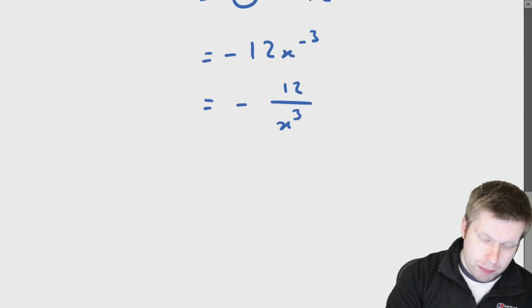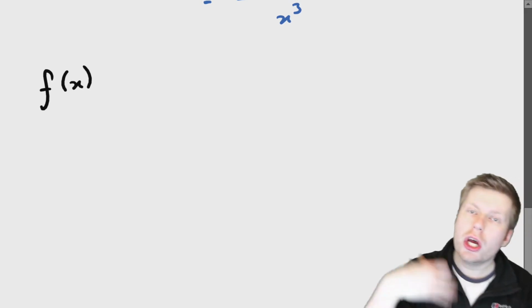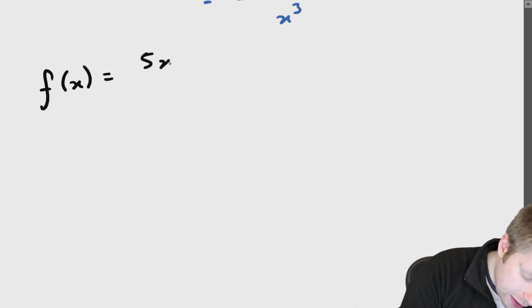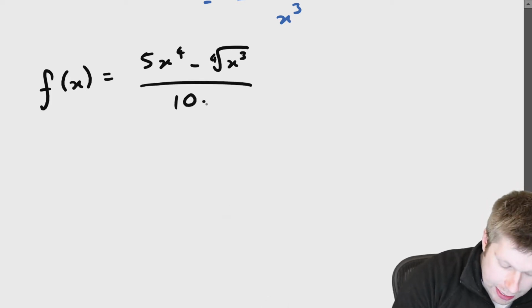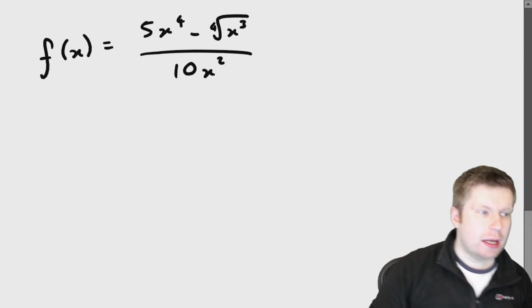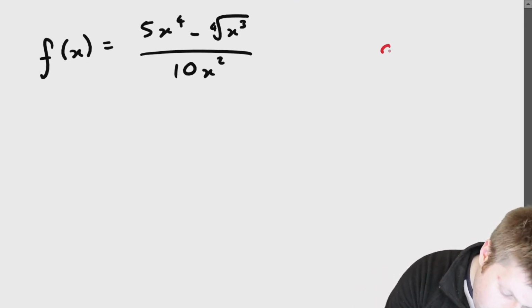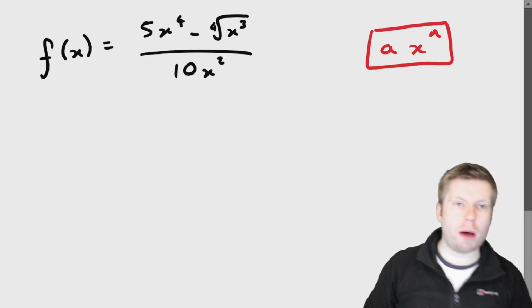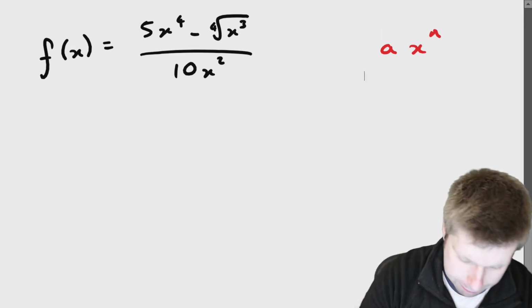Now the last question looks a little bit scarier, but honestly it's just as straightforward as the other ones. You just need to think about your laws of indices a little bit more. So we have a fraction, 5x to the power 4 minus the 4th root of x cubed goes on the numerator. And on the denominator we have 10x squared. Okay, so first things first, I need to remember that if I want to differentiate this, I need it as some number times x to the power of something. So I need loads of terms just written as some number times x to the power of something. I can't just differentiate as it is.